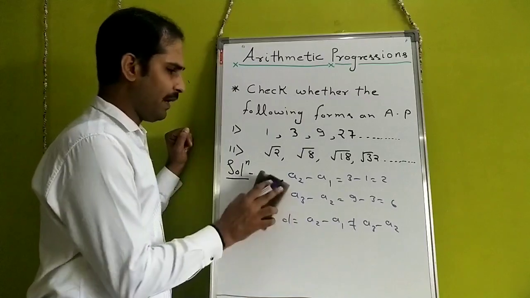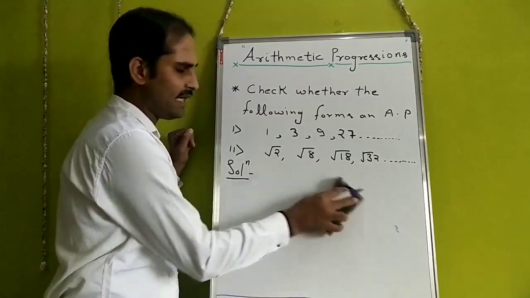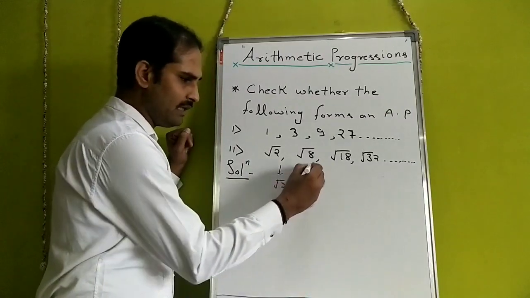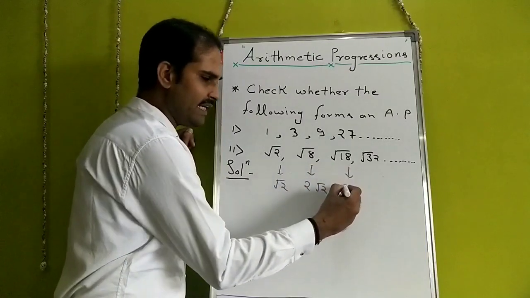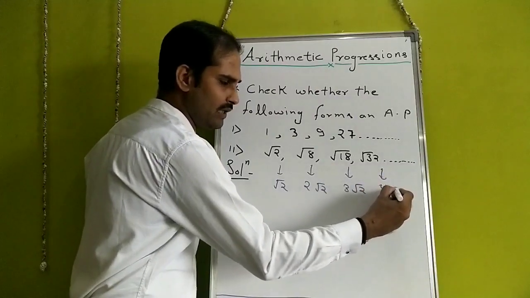Now for the second part. In the second part, the terms are root 2, root 8, root 18 and root 32. So root 2 is the first term. Now root 8 can be written as 2 root 2. Root 18 can be written as 3 root 2. Root 32 can be written as 4 root 2.